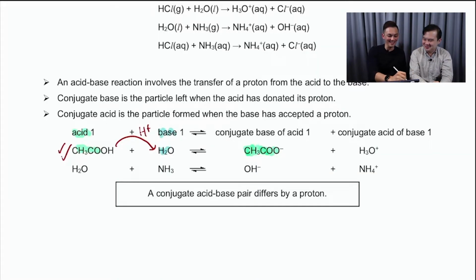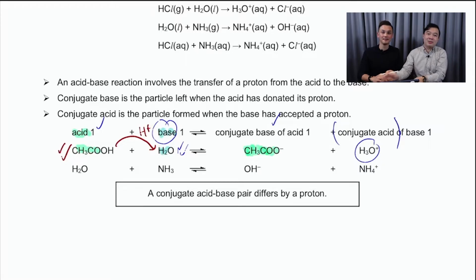So we call this an acid, which will give rise to a conjugate base. And likewise, a base in the form of water, after receiving the H+, will be termed as the conjugate acid. That's right. So let me summarize this for you.